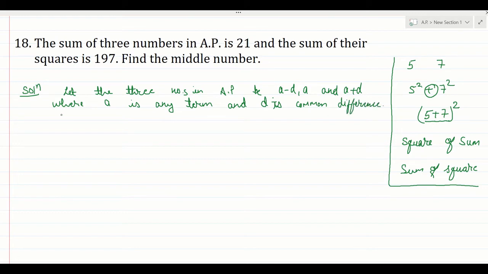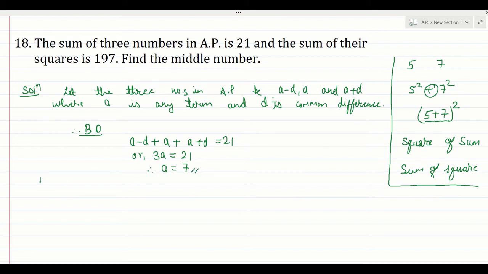Is this clear? So by question, what has the question said? The sum of three numbers in AP is 21. It means A minus D plus A plus A plus D is 21, or it is 3A is equal to how much? 21. Is this clear? Okay, after this A is equal to 7. I hope this is clear.